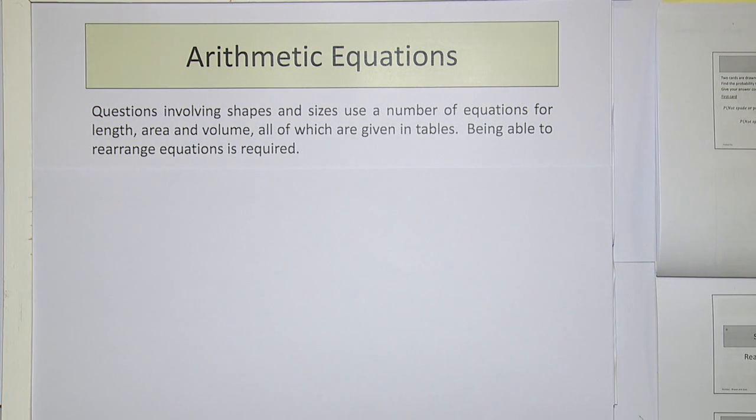Questions involving shapes and sizes use a number of equations for length, area, volume, all of which are given in the tables. So you don't have to learn any of this. Being able to rearrange the equation, though, is key, because they'll only give you the equation in one form, the standard form. I want you to consider the following numeric example, almost philosophically.